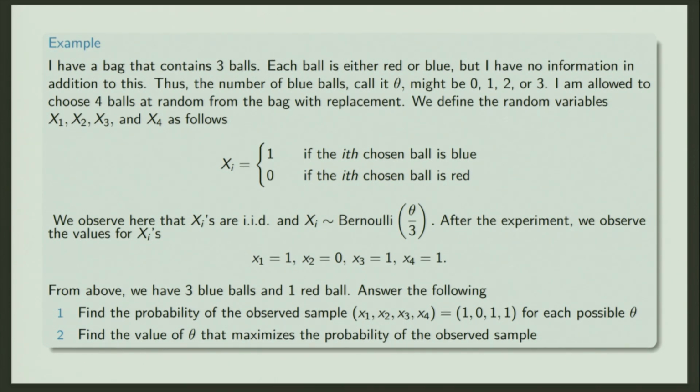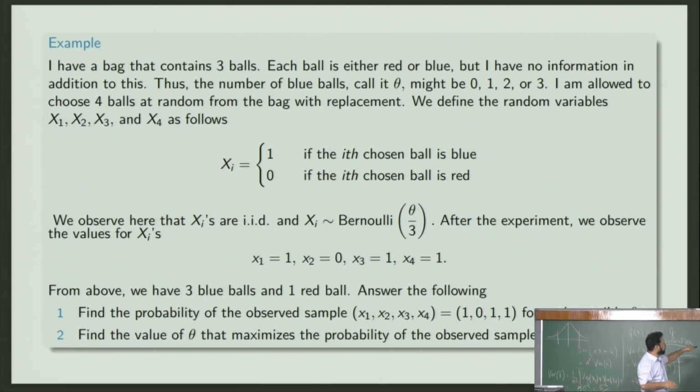So I have a bag that contains 3 balls. Each ball is red or blue. Obviously, I don't know how many of the red and how many of the blue are there. So let us call the number of blue balls theta. What are the possibilities for theta? Blue balls could be 0, 1, 2, or 3, because there are a total of 3 balls. So there may not be a blue ball at all, or there may be 1, 2, or 3.